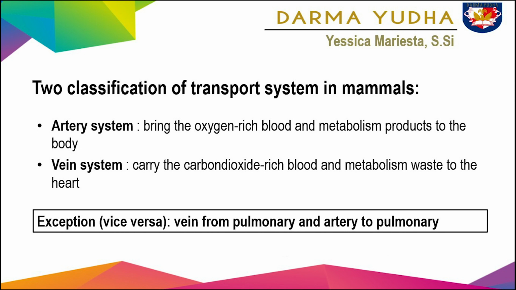The artery system brings the oxygen-rich blood and metabolism products to the body, except for the artery that circulates to the pulmonary, which brings blood that contains less oxygen. And the second one is the vein system. It carries the carbon dioxide-rich blood and metabolic waste to the heart, except for the vein from the pulmonary, which carries blood that contains lots of oxygen.